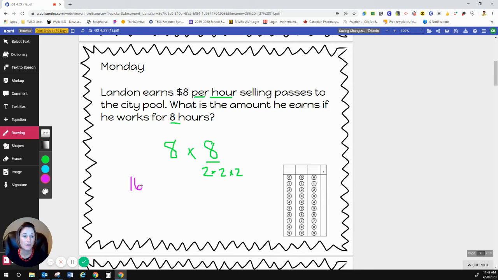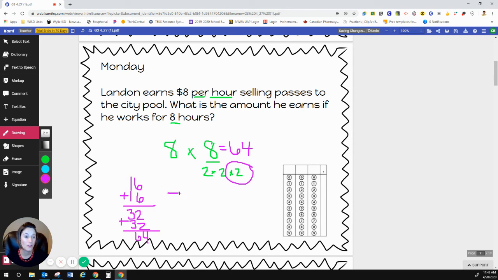Double it. 16 plus 16, what does that give you? Yeah, 32, okay? Times 2, double it. 32 plus 32, what do you get? 64. 8 times 8 equals 64. Okay, and I can do that with any 8, just so you know.